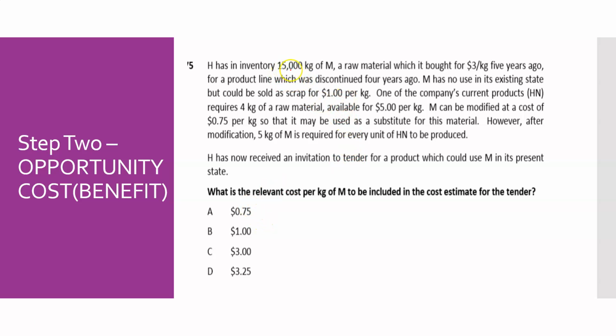Right, and then this one, what we see is this situation here. It says that H has in inventory 15,000 kilograms of M. That's fine. This is a sunk cost. That's what you bought it for. We're not interested. For a product line which was discontinued 4 years ago. So it says M has no use in its existing state. That's fine, so we can't use M. What are our options? Our options are that we sell it and make £1 per kilogram. So worst case scenario, you can at least get £1 for each kilogram.